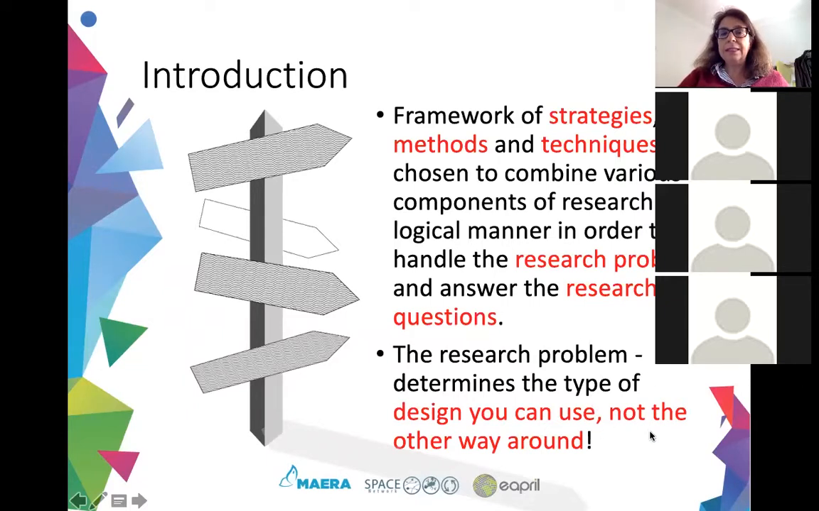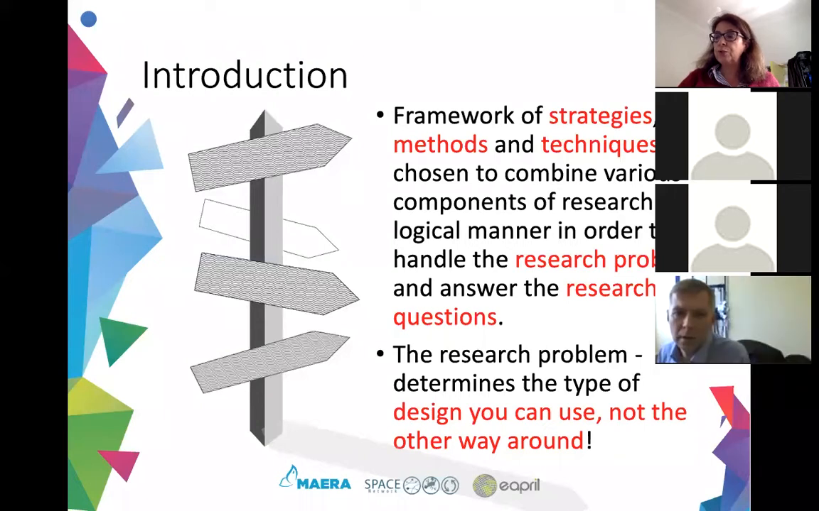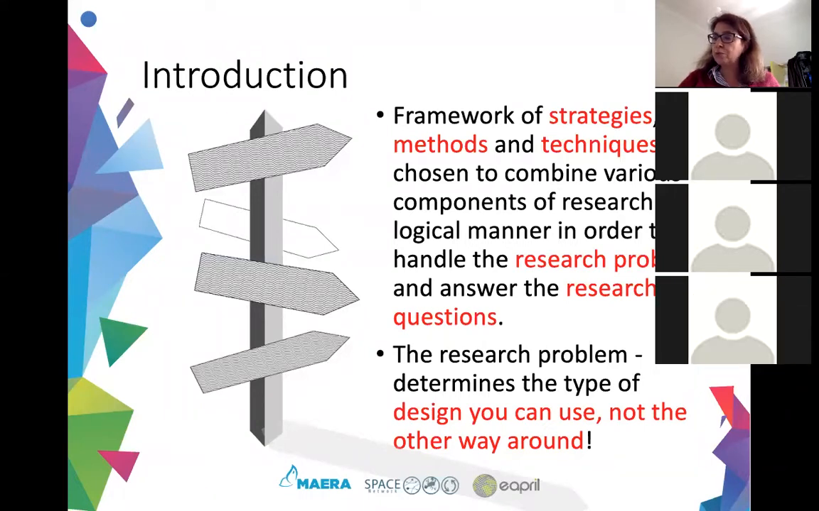And what is research design? The research design is the framework of strategies, methods, and techniques chosen by a researcher to combine various components of research in a logical manner in order to handle the research problem and answer the research questions. It provides insights about how to conduct research using a particular methodology. It constitutes the blueprint for the collection, measurement, and analysis of data.